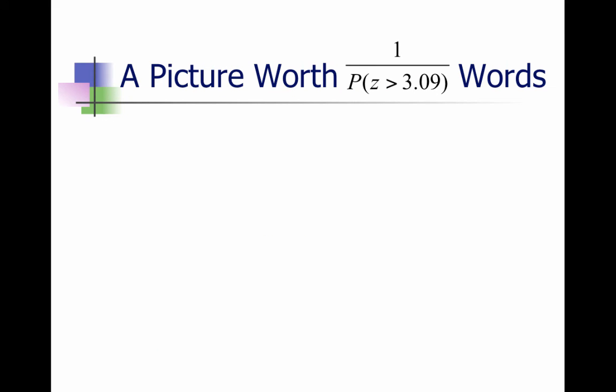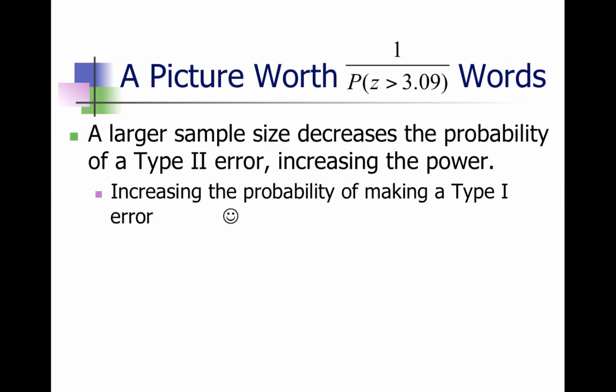So a picture is worth 1 over the probability that a z-score is above 3.09 words. Essentially, this is saying a picture is worth 1,000 words. Authors of the book thought they were being funny here, and they kind of were.